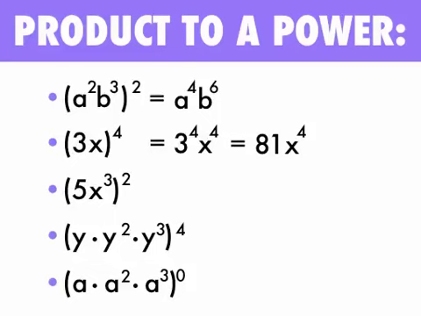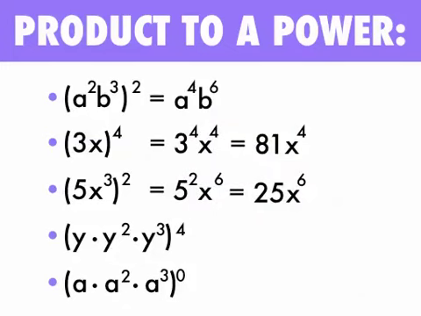The next example, I have 5x cubed in parentheses and then squared. Going ahead and distributing the squared to both factors inside, I would have 5 squared times x to the 6th, which is the same as 25x to the 6th.